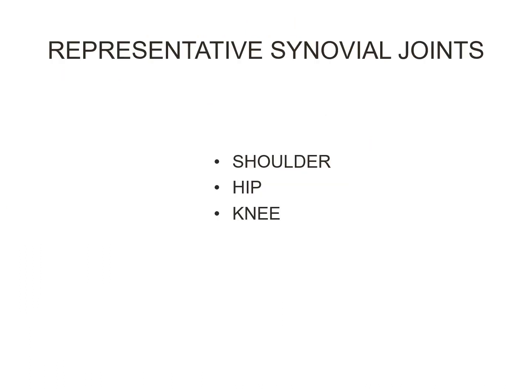Okay, for these last few slides, we're just going to talk about specific characteristics of some unique synovial joints. And as you can see, the only ones we're going to talk about are the shoulder, hip, and knee.